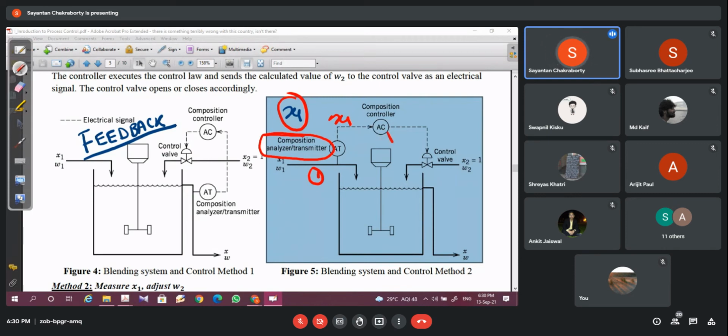It has in its reference x1 bar as a set value. It knows if x1 bar is there, I have to have a flow rate of W2 bar. This is the nominal value that is set.